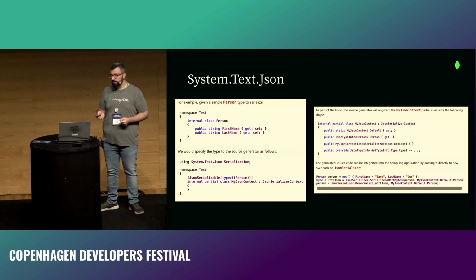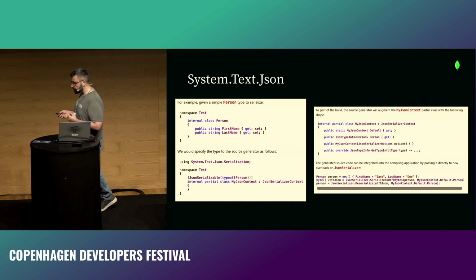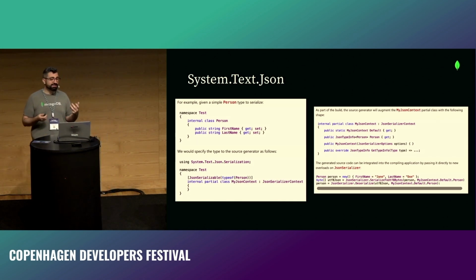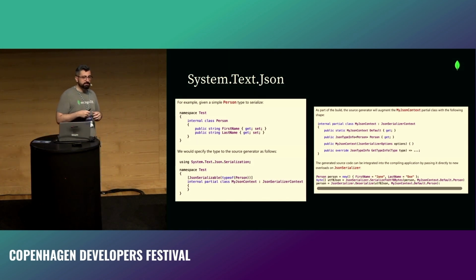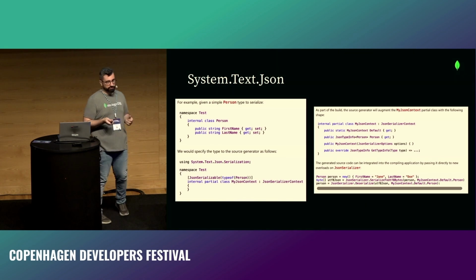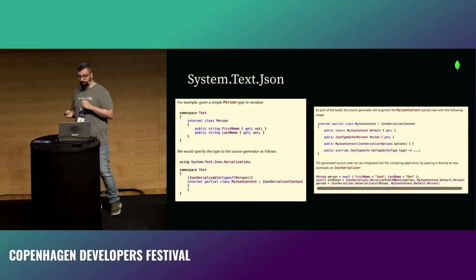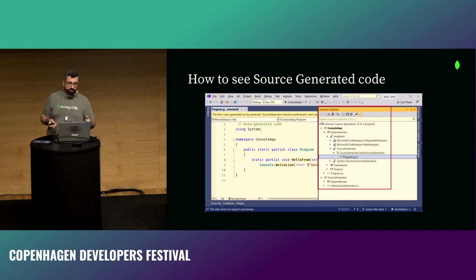So this is much more performant. And according to the performance numbers, this is at least twice as fast as the reflection-based approach. Okay. So how do you see source-generated code?